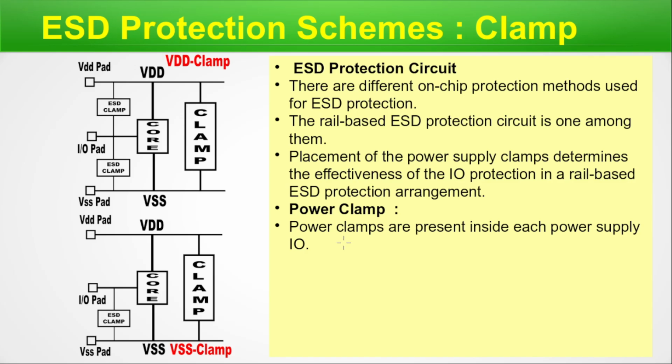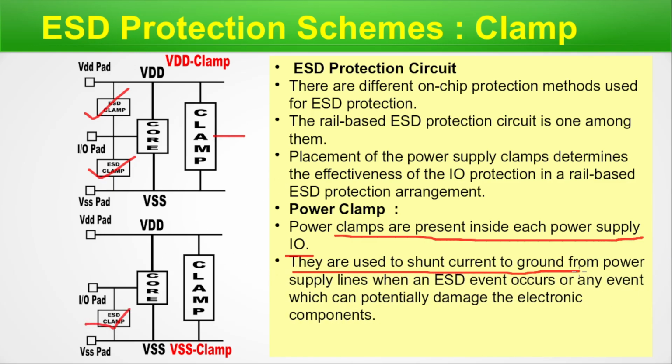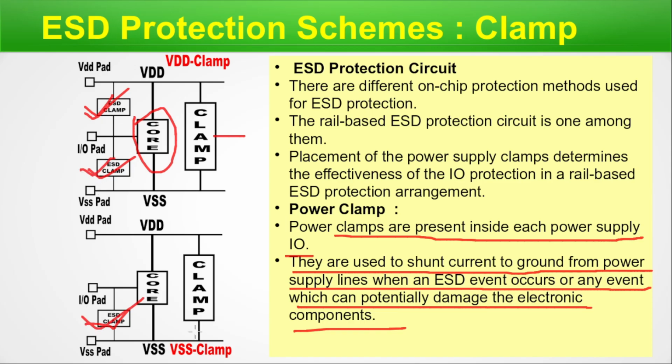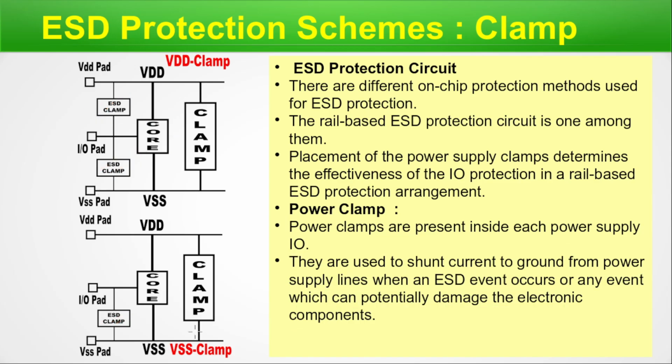Power clamp. Power clamps are present inside each power supply I/O. You can see that pads are here and where the clamps are connected. Power clamps, basically you're talking about this, or this, not about this one. This is a power clamp we are not talking about. They are used to shunt current to the ground from power supply lines when an ESD event occurs, or any event which can potentially damage the electronic component. So we are talking about this because this is the core of the circuit and this clamp is for a different purpose, but this will protect your chip from whatever is coming from the pad, that means your human contact.